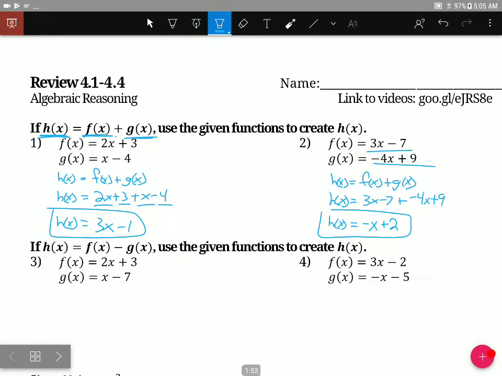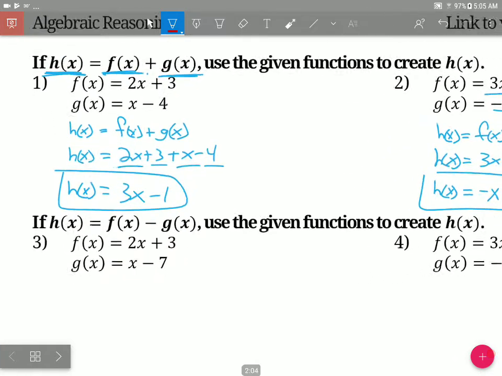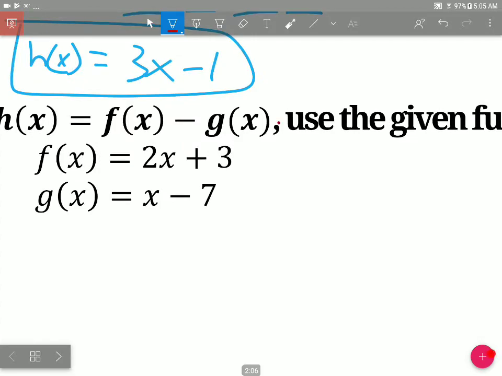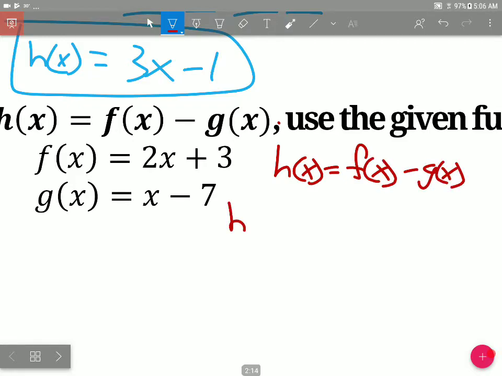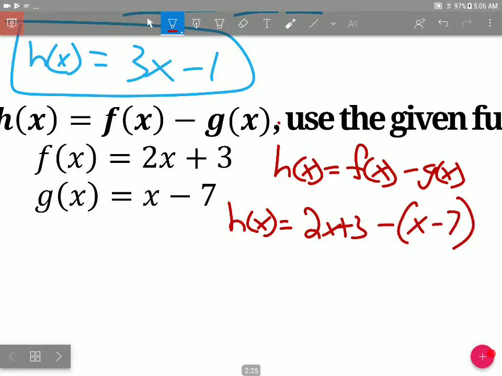The subtracting ones, I'm going to go over in this video as well. The subtracting ones are the same way, except you need to distribute a negative. So number 3, I feel like changing colors. So if my new function h of x is the f function minus the g function, h would be your 2x plus 3 minus your g function, which is simply x minus 7. Now I put it in parentheses because we have to subtract the whole thing, not just the first term. And from here, we're going to distribute the negative.